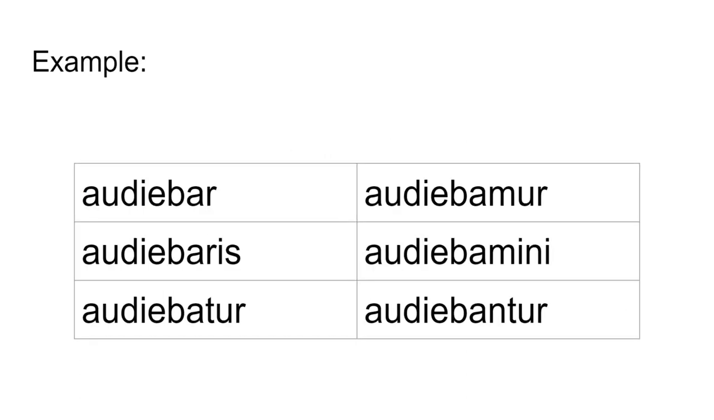All right, here are all of the forms of audio, audire in the imperfect passive. Audiebar, audiebaris, audiebatur, audiebamur, audiebamini, audiebantur. These say, I was being heard, you were being heard, he, she, it was being heard, we were being heard, y'all were being heard, they were being heard.